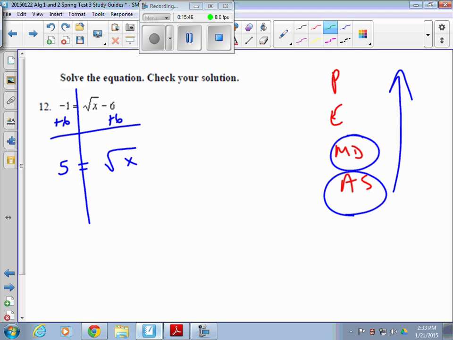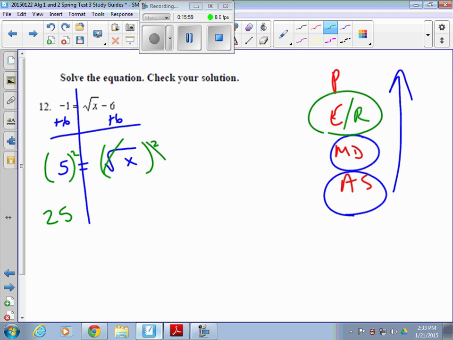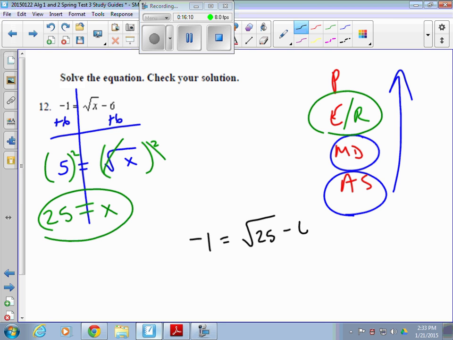We don't have anything multiplying, so we can go past that next step. The next step is exponents and radicals. We have a radical. We have the square root of x. In order to cancel out the square root of x, you square that side. If you square it, you have to do the same to the other side. 5 squared is 25. This cancels out, so x's value is 25. Check your solution. When you plug it back into the original equation, negative 1 equals the square root of 25 minus 6. We know the square root of 25 is 5 minus 6, and that is negative 1. That's a true statement.